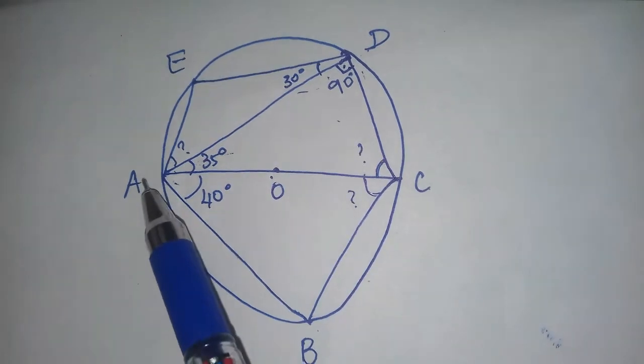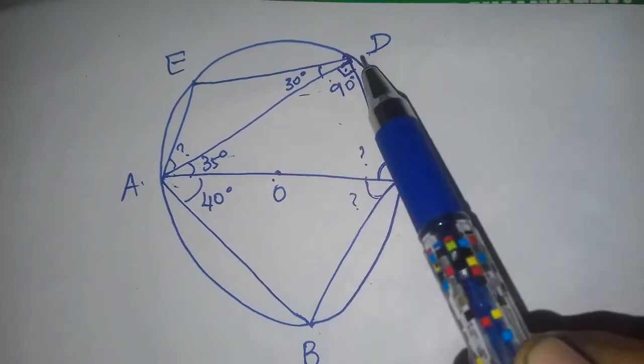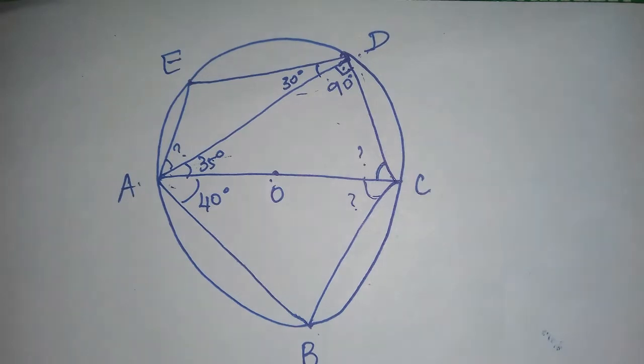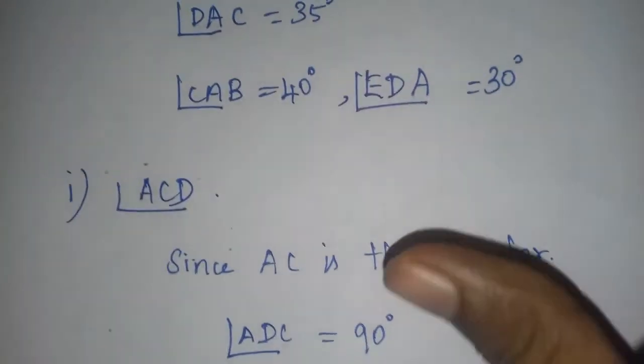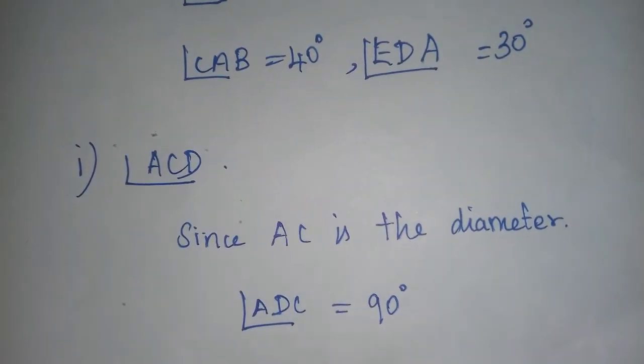Next step, we have to find angle ACD. For that we know two angles, and we are going to find this one. What is that? The sum of the angles of a triangle is 180 degrees. By that we are going to find this.